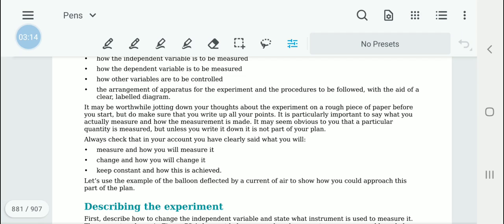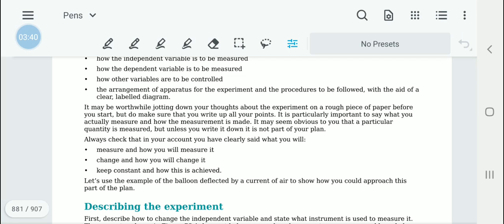Like they say here, if you have not written down a certain part of the experiment, that means it is not part of your plan. So they are not going to give you points for that. Just because you have it in your mind, they cannot know that. So they will not give you points. So always you need to have said these things.